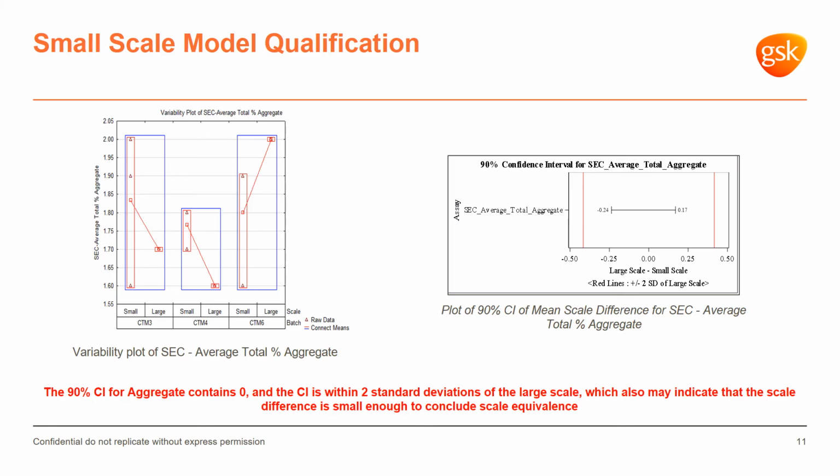In the small scale model qualification, you can see here, the small scale model had some variabilities compared to the large scale, but this was within the acceptable variability and standard deviation of the large scale. You can also see that the 90% confidence interval contains a zero, and hence the difference between the small and large scale is small enough to conclude a scale equivalency.